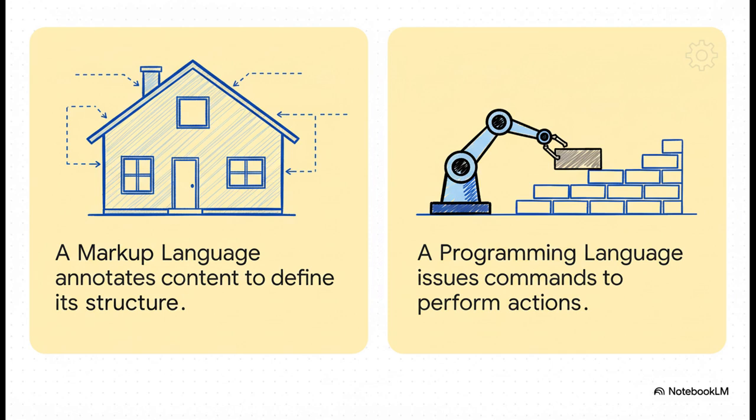Now, this is a really important point. HTML is not a programming language that does a bunch of complex things. It's a markup language. Just think of it this way. Its only job is to describe the content. It says, hey, this chunk of text, that's a headline, or this part over here is a paragraph. It just annotates things. It doesn't give orders.